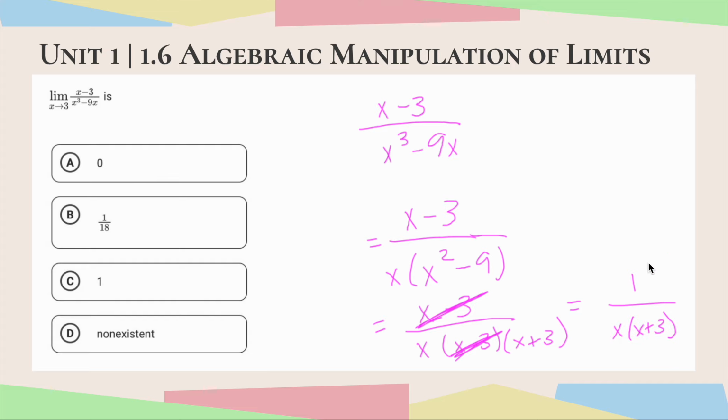Now, when I go ahead and substitute 3 in for my direct substitution, I'm not going to fully write that out, but I'm going to get 1 over 3 times 3 plus 3. 3 plus 3 is 6, so 1 over 3 times 6 just gives me 1 over 18. And that's going to be my final answer, which is answer choice B.